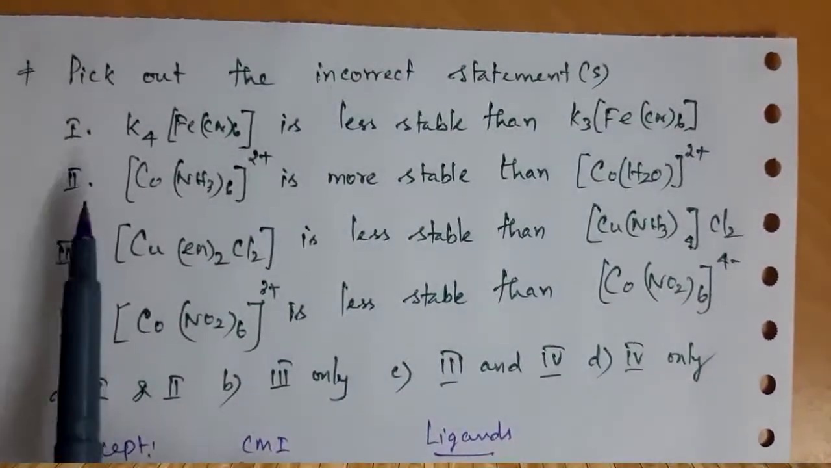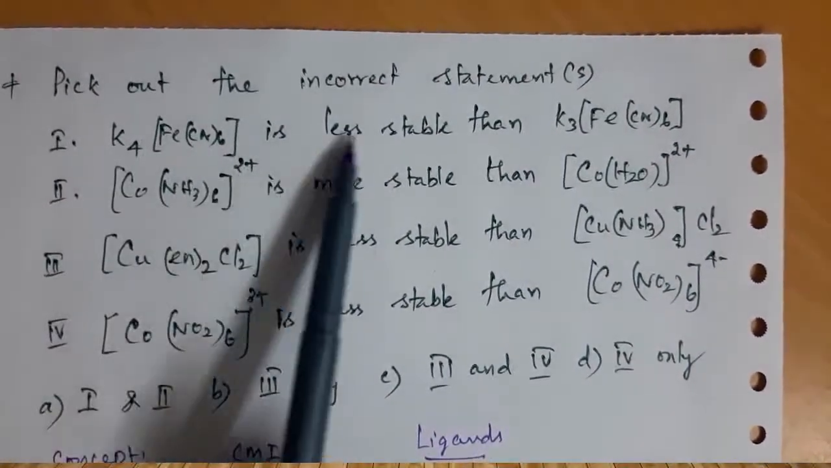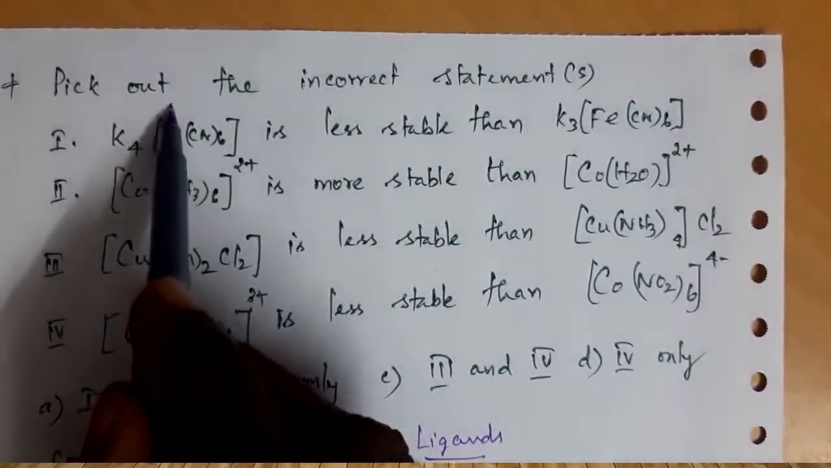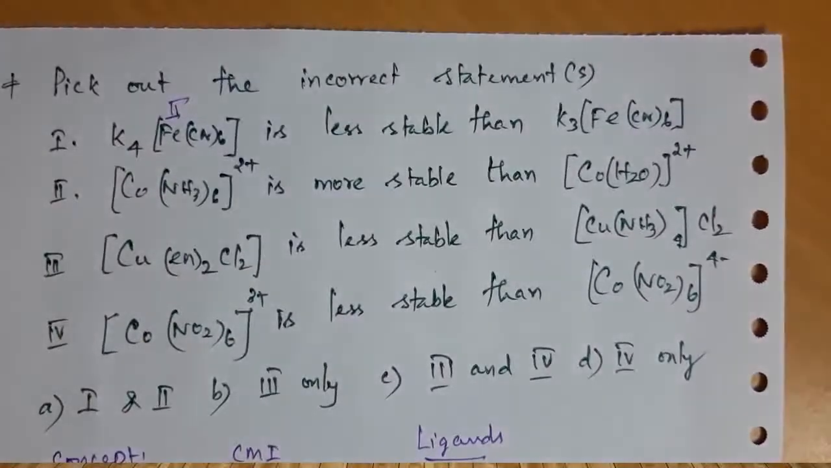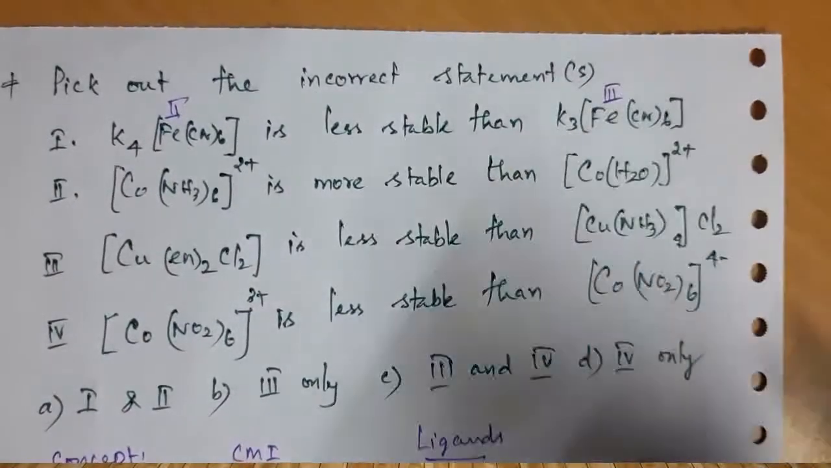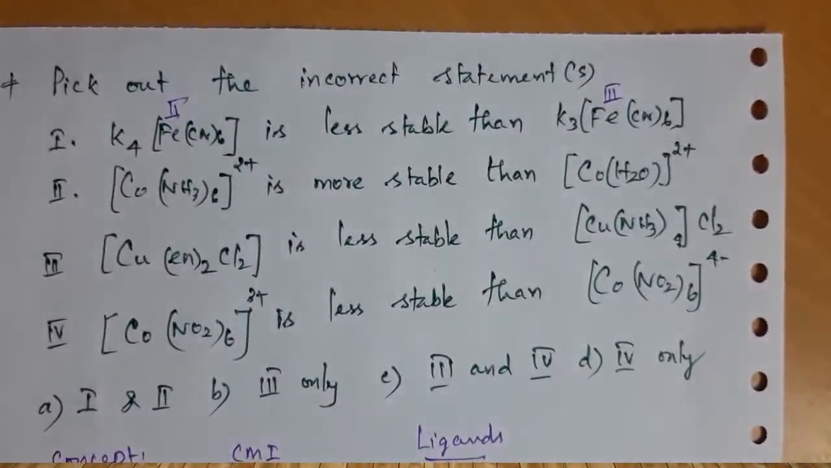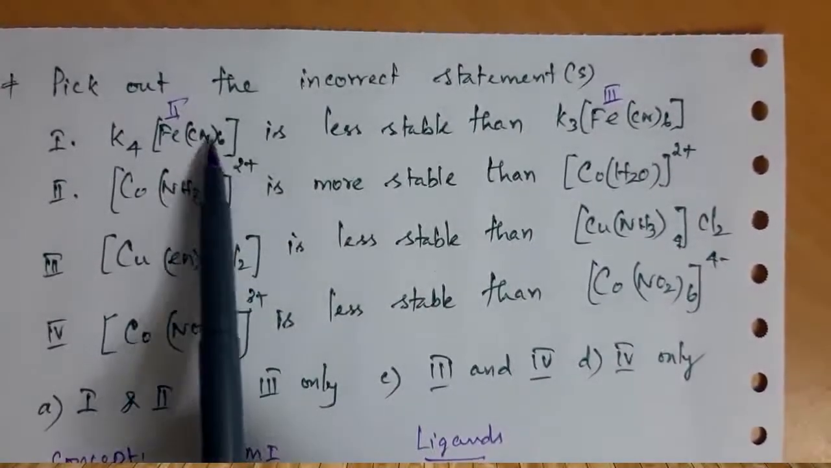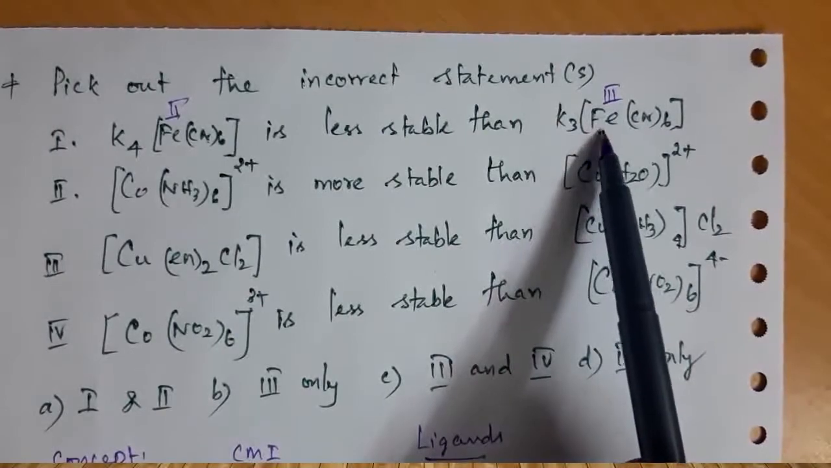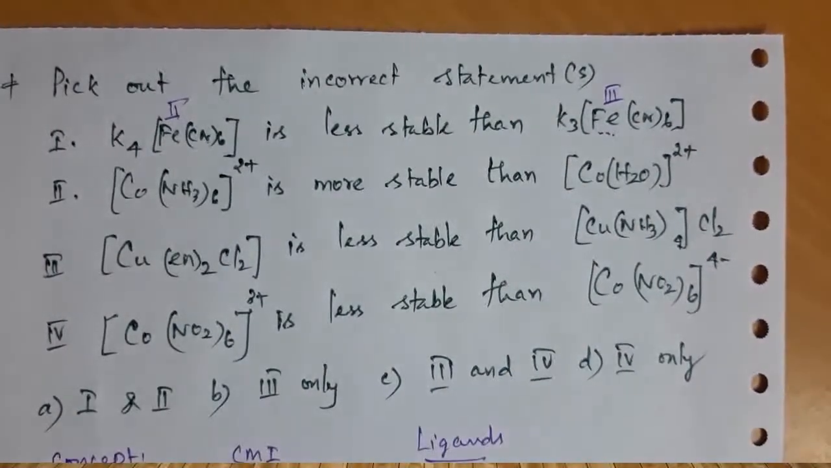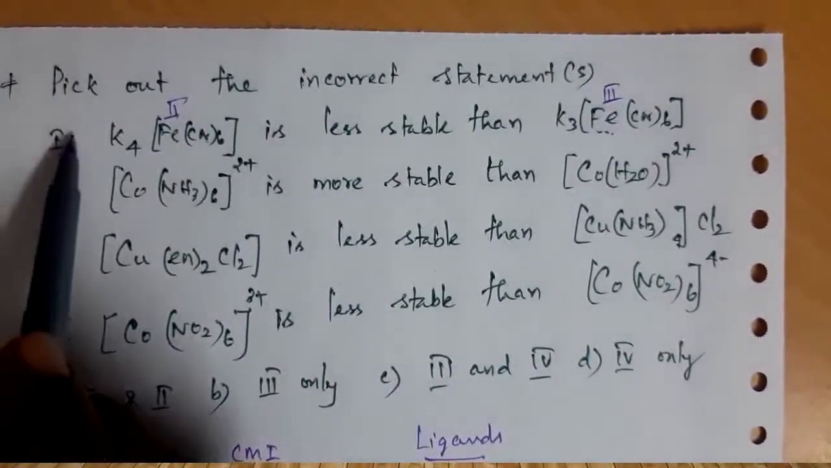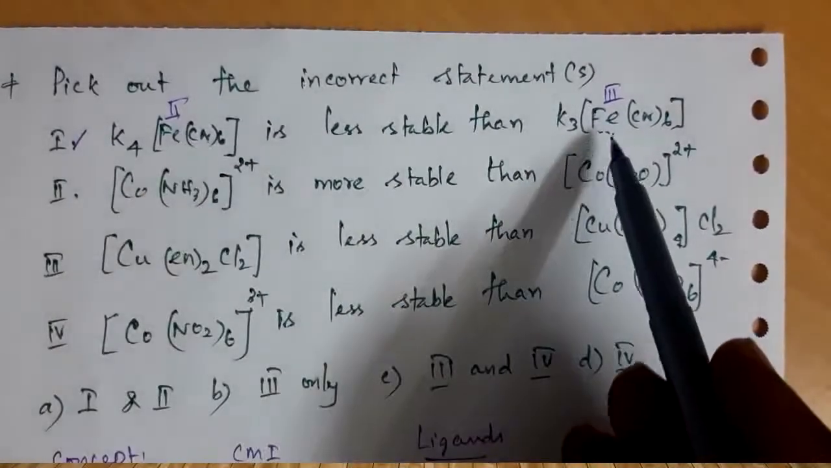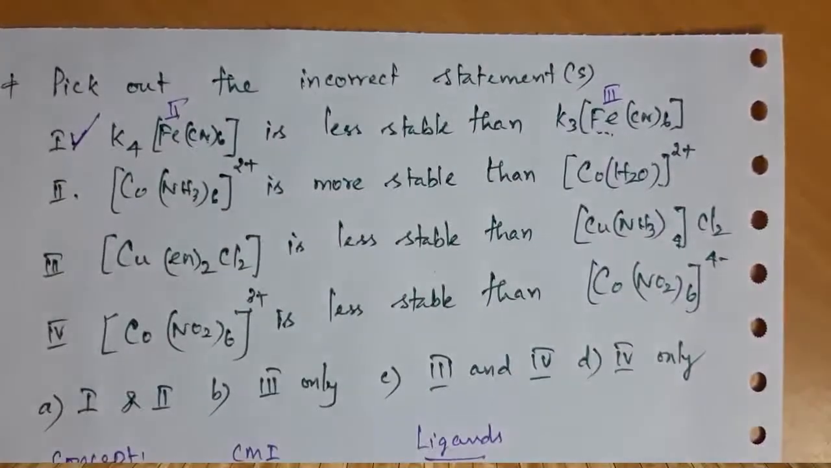So here the first option, potassium ferrocyanide is less stable than K3[Fe(CN)6]. Here the oxidation number of iron is 2, and the oxidation number of iron is 3. So as charge or oxidation number increases, stability increases. So ferricyanide is more stable than ferrocyanide, and ferrocyanide is less stable. So it is a correct statement.